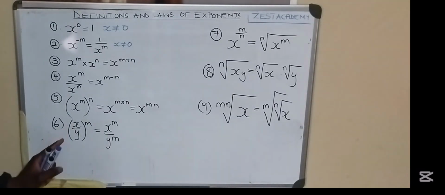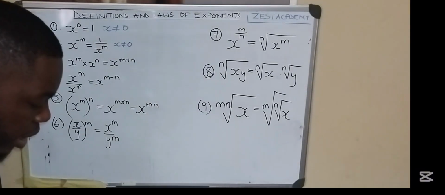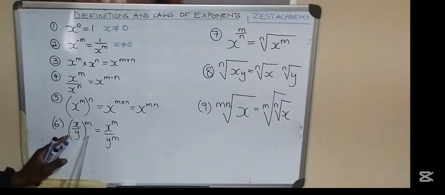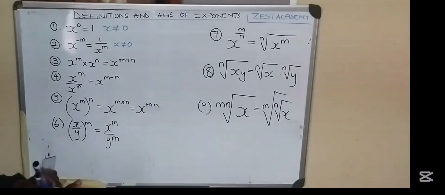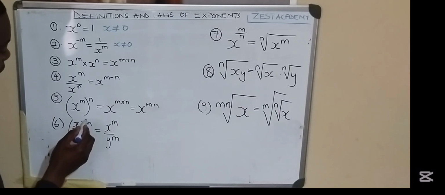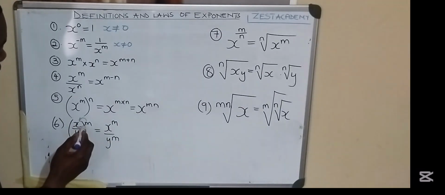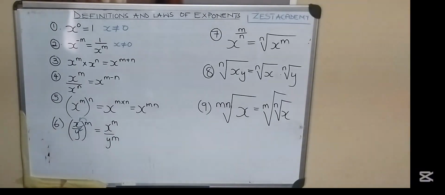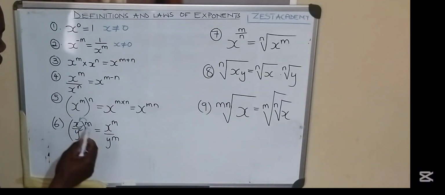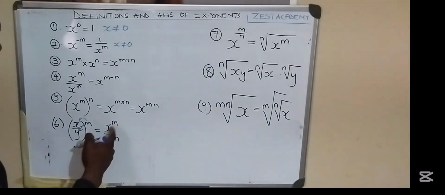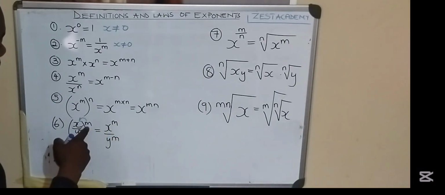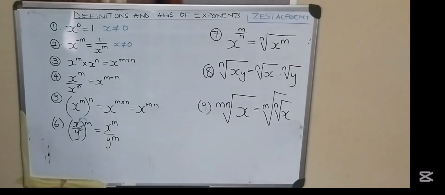Law number 6, you can see that when a fraction is raised to an exponent, all you have to do is to distribute. You have to distribute your exponent to the numerator and to the denominator. Remember, here you have an exponent of 1, so it will be 1 times m, and that's m, and then 1 times m as well, and that will be m as well. Right, so I hope that is clear.